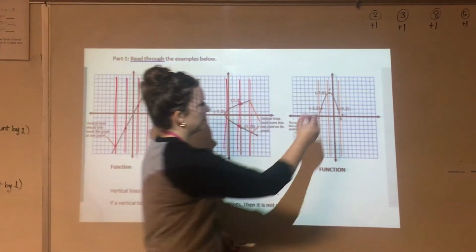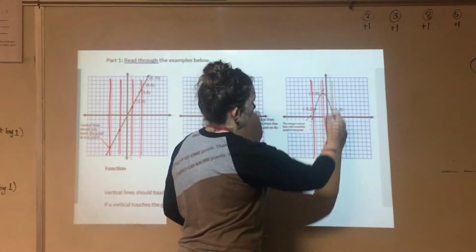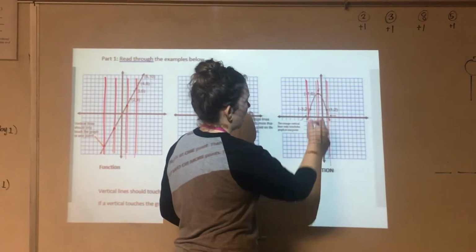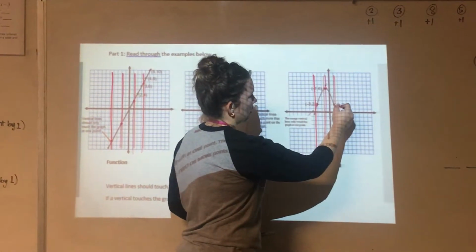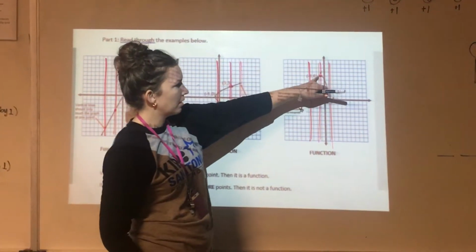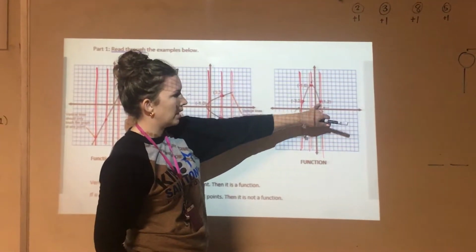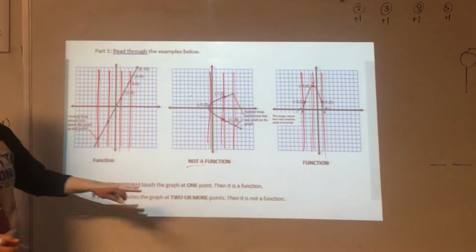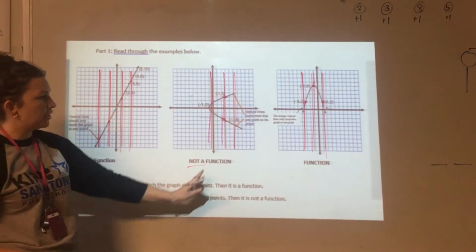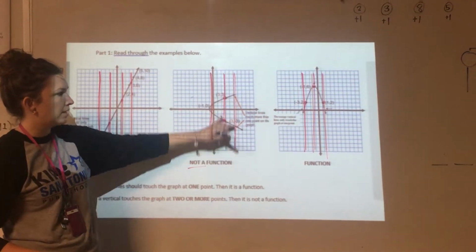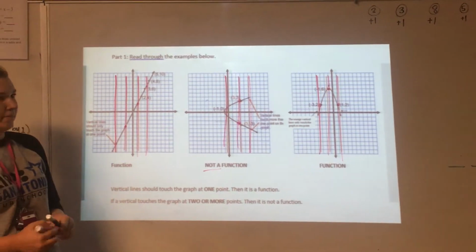My last one, I can do the same thing. Draw vertical lines through my graph. And I see that it touches each one of my points. It touches it here. This line touches it only here. And this vertical line touches my graph only here. So my last one is a function. The only one that's not a function is my middle one because my lines touched at 2 different points.